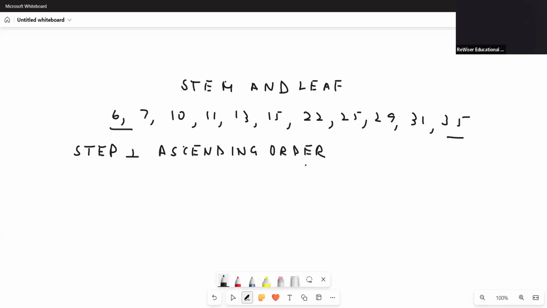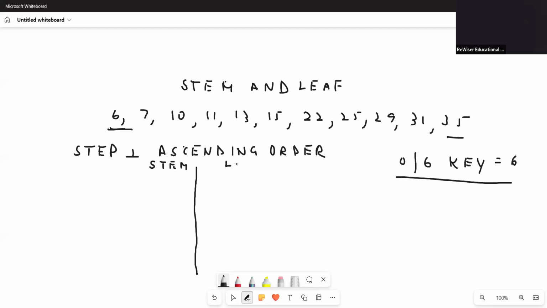Now, for step two, we have something called a key. The key helps us to draw the diagram. Suppose I want to write 6, so I'll write 0 here and 6, and that equals 6. That's how a key is presented. We have to draw that key so that we know what type of distribution it is. So if I draw a line, this part is called the stem and this part is called the leaf.